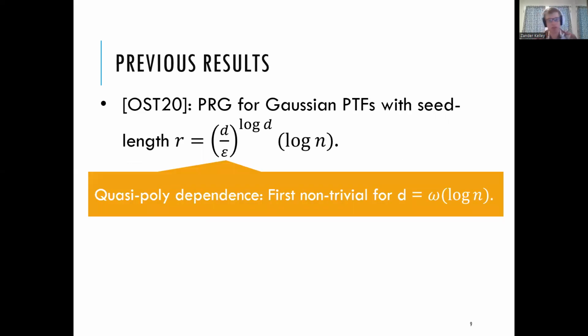Now, a couple years ago, there's this work by O'Donnell, Servedio, and Tan, which made huge progress on this problem by obtaining seed length only quasi-polynomial in D in the Gaussian setting.